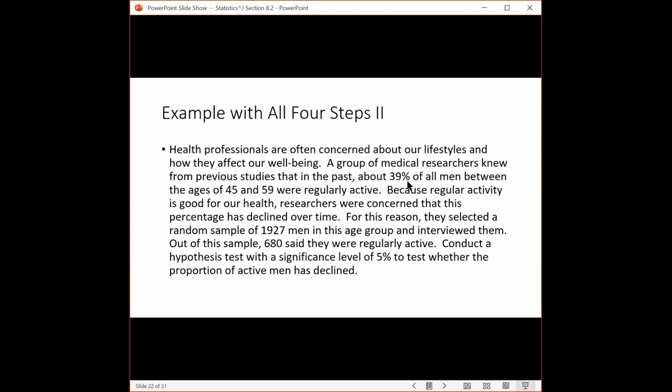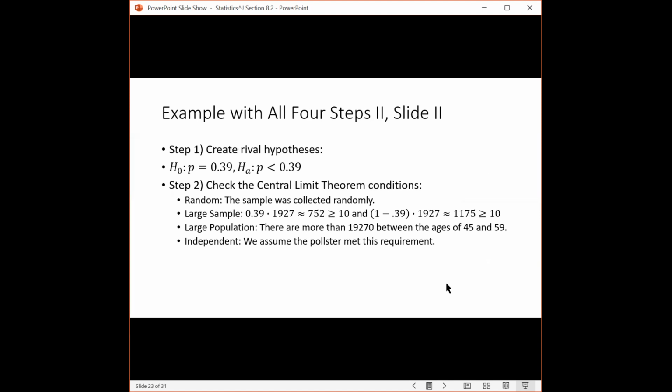Okay, and then what are we checking for? Are we checking for something bigger? Are we checking for something smaller? The researchers think that this has declined. So that word decline is what suggests the less than. So we've got our null hypothesis, which is that the population is still 39%, that it has not declined. And then our alternative hypothesis is that, yep, those researchers are right, and we have seen a decline in the percentage of men who exercise regularly. All right, so that's step one.